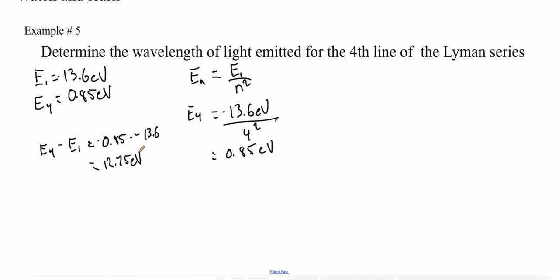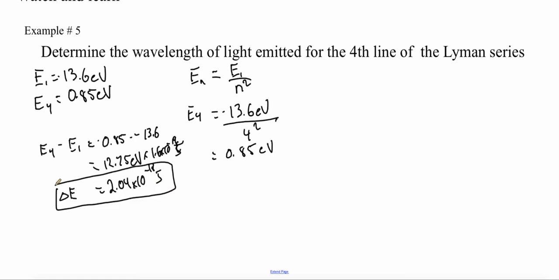But we need this in joules, so I must multiply it by 1.6 times 10 to the negative 19 coulombs. Or, sorry, joules, which is going to end up giving me a total of 2.04 times 10 to the negative 18. Okay, so now we know my change in energy. So now that we know my change in energy, we can figure out what the wavelength is. This change in energy is going to be the energy that is released with the photon.